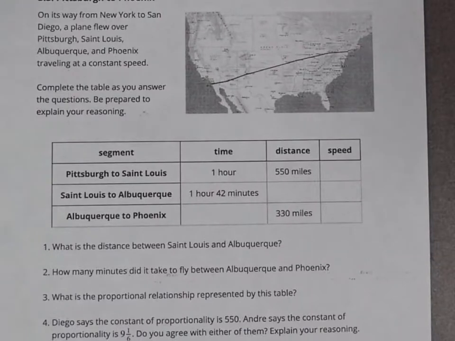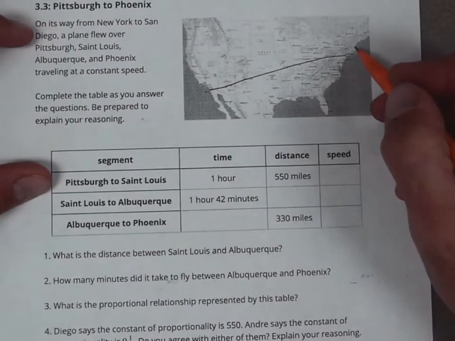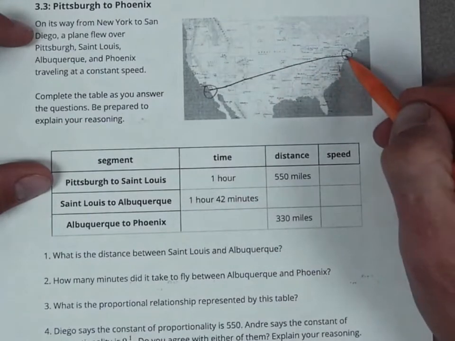And on page 23, we see there's a map of the United States. Okay, so it says on its way back from New York to San Diego. So that means it's starting way over here on the East Coast. And this plane is flying all the way to San Diego. It's going across the country.